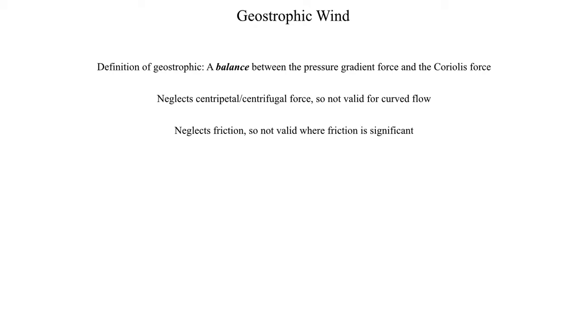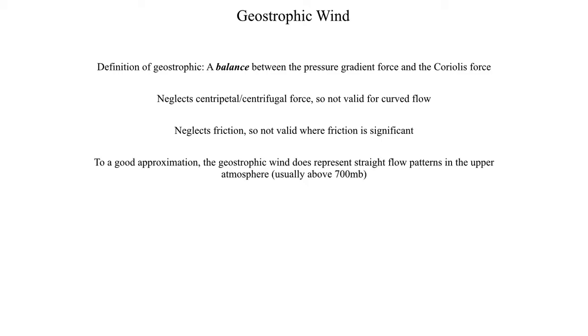The other thing about this balance is that it also neglects friction. So the balance is not going to be valid wherever friction is significant. As we'll see later on, the force of friction is quite strong in the lowest 1 to 2, sometimes even 3 kilometers of the Earth's atmosphere. So geostrophic wind doesn't work very well there. But once you get above 700 millibars, or roughly 3 kilometers above the ground, geostrophic wind does work pretty well because friction is usually not as significant.